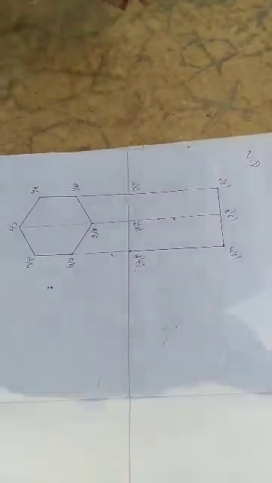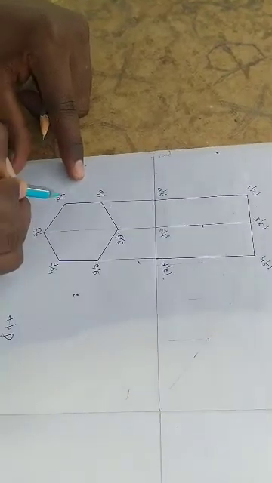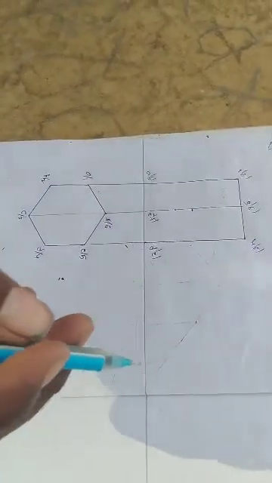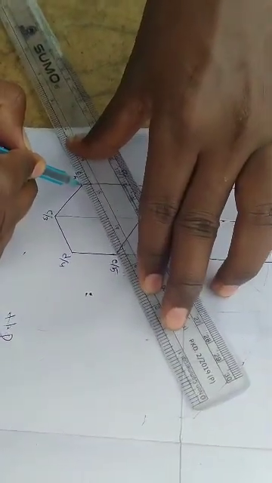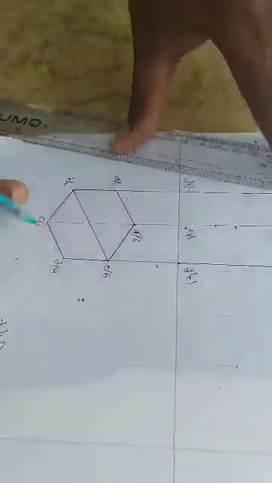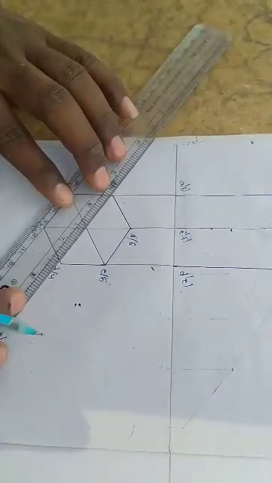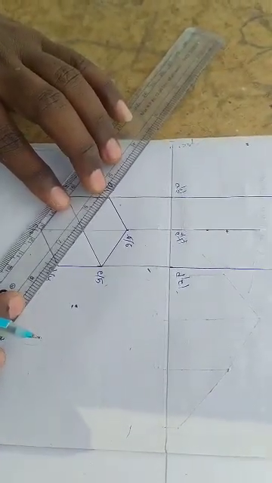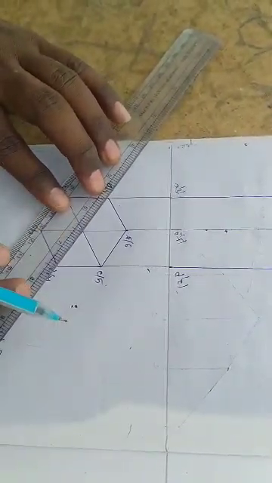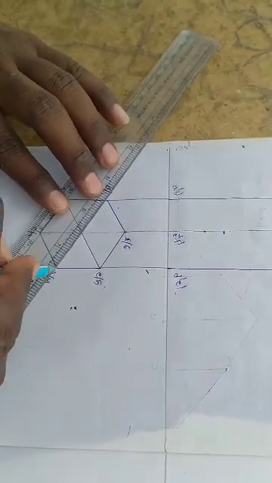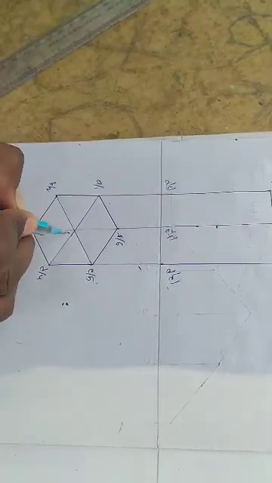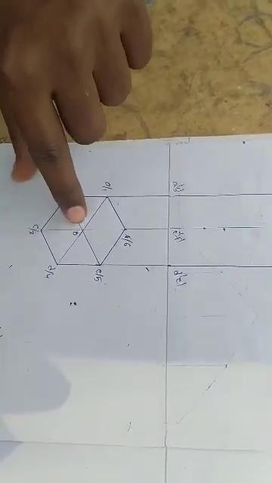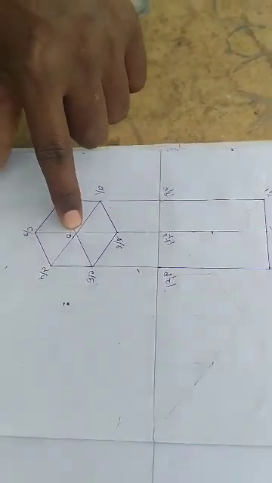This is the axis. Join the opposite corners and you will get the axis in the hexagonal prism. Join the opposite corner edges, then you will get the center point of the hexagonal prism. This is the center point, o dash.